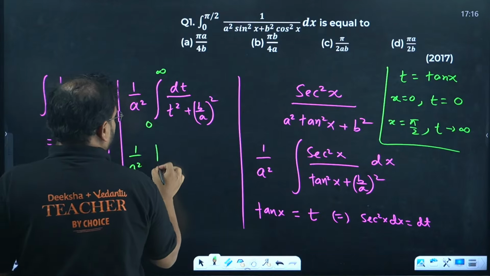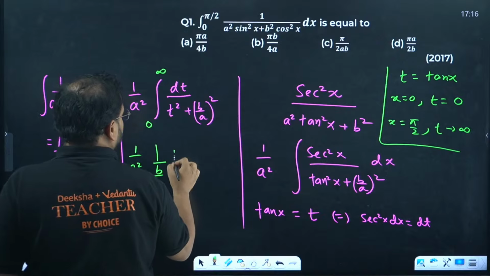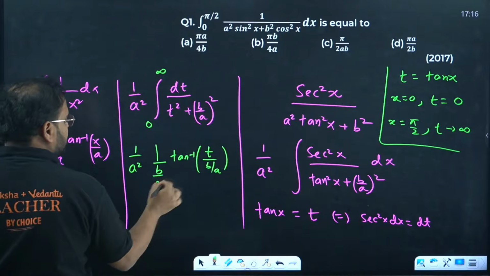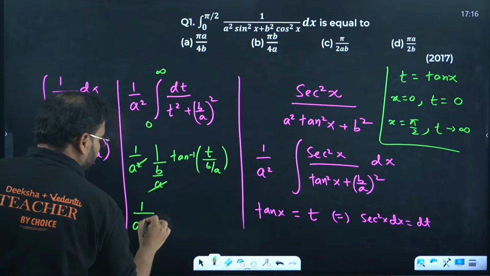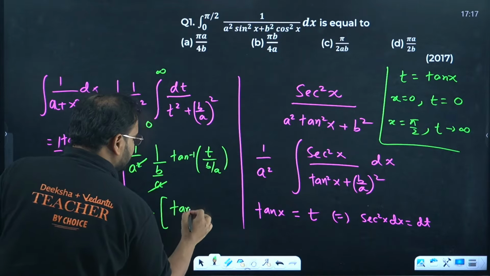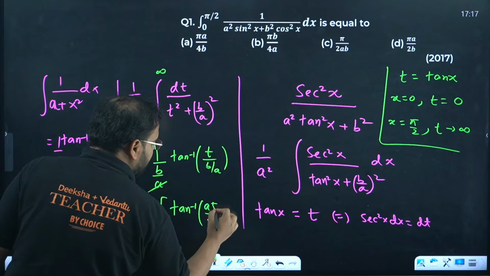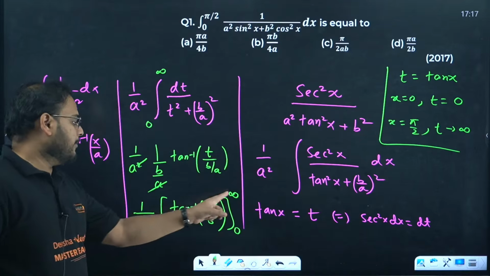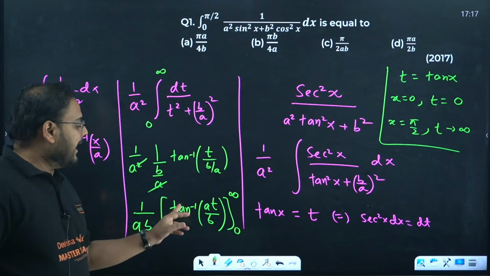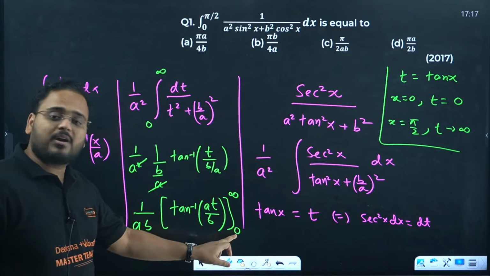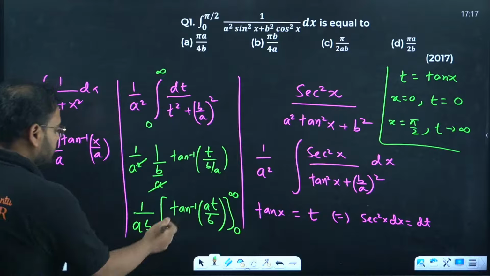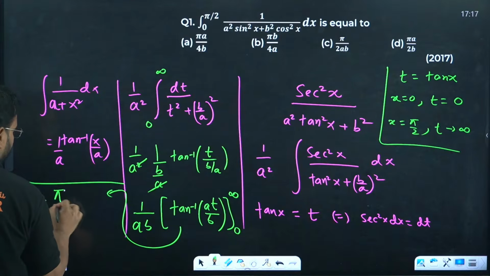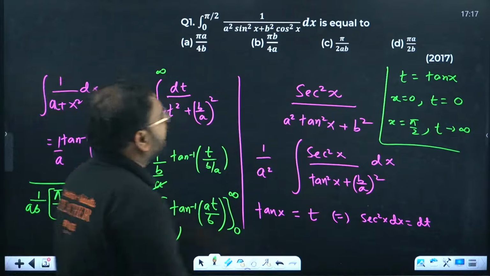1 by a square, as I mentioned, 1 upon b by a tan inverse of t upon b by a, right? Check this out, this cancels, so we have a simplified version over here, 1 by ab, and then we can apply the limits. So tan inverse of at by b, from 0 to infinity. Now if you put infinity here, this whole thing becomes infinity only, and tan inverse of infinity is pi by 2. What about the lower limit? When you put 0, this whole thing becomes 0, so that has to be neglected. So if you simplify further, you get 1 by ab times pi by 2. The answer is pi by 2ab.